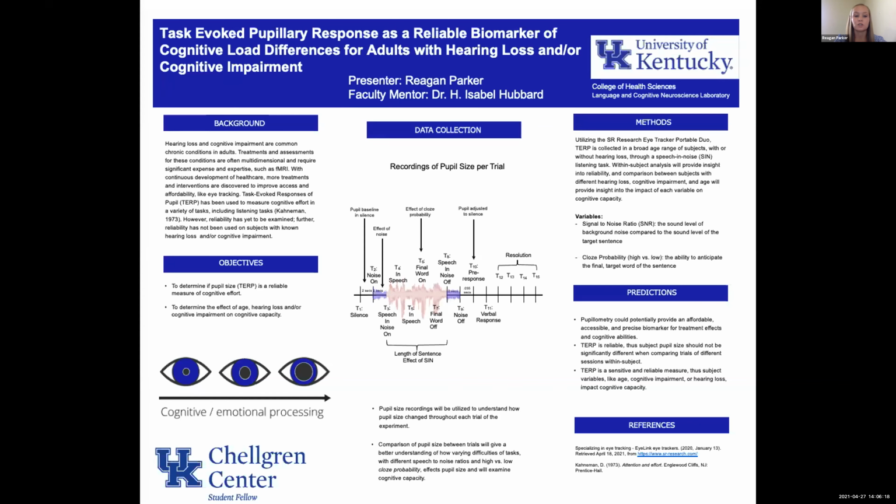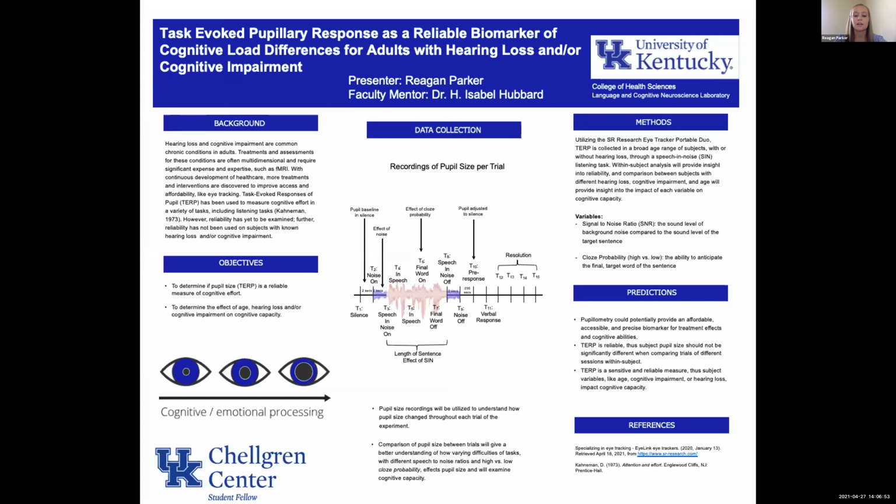Therefore, in this study, there are two primary objectives. First, to determine if pupil size through TERP is a reliable measure of cognitive effort, and then to determine the effect of age, hearing loss, and cognitive impairment on cognitive capacity. Essentially, to give an overview of what exactly pupillometry and TERP have shown us thus far, take a look at the cognitive and emotional processing diagram in the bottom left. Here you can see that as cognitive emotional processing increases, pupil size should increase. This is the phenomenon that we observed in this study.